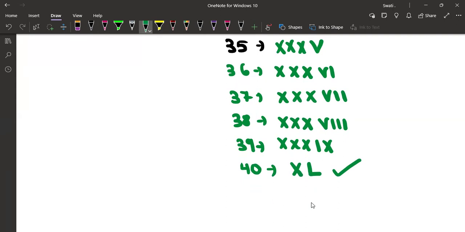Now, if this is the symbol for 40, for 41, I'll write down first the symbol of 40, which is XL. This is 40. And now I'll add 1. So it's 41. So this was 40 plus 1, which is 41. I hope that makes sense. We'll go till 50 today. Okay.